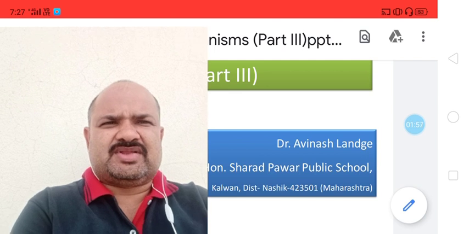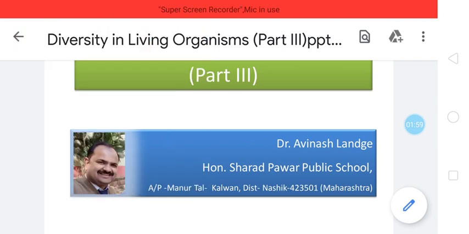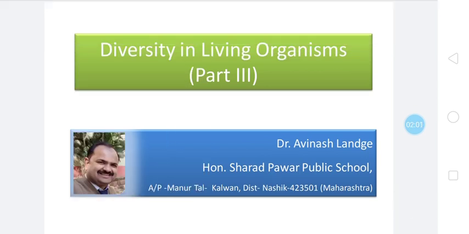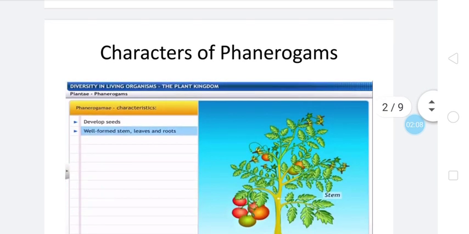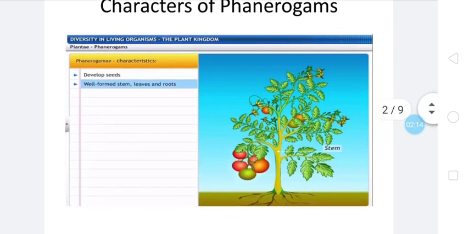Let us start. So here, diversity in living organisms part 3 I am starting. It starts with the phanerogams. We have seen cryptogams, hidden gametes, and now phanerogams. Here seeds are developed. What are the characteristics of the phanerogams? There are developed seeds and well formed stem, leaves and roots.